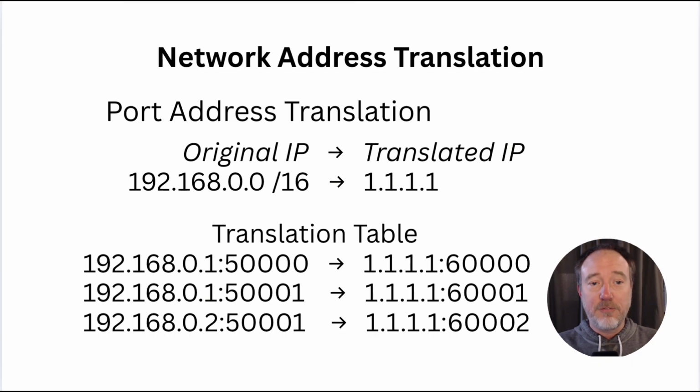By using the Layer 4 port as part of the mapping, a single IP can be used for thousands of translations. This can be expanded even further when combining PAT with a pool of translated IPs instead of just a single one.